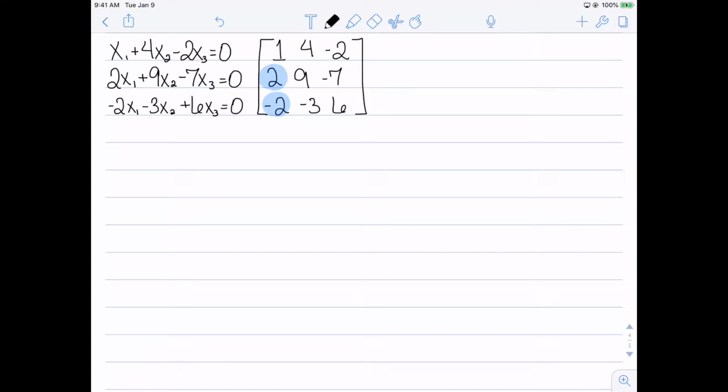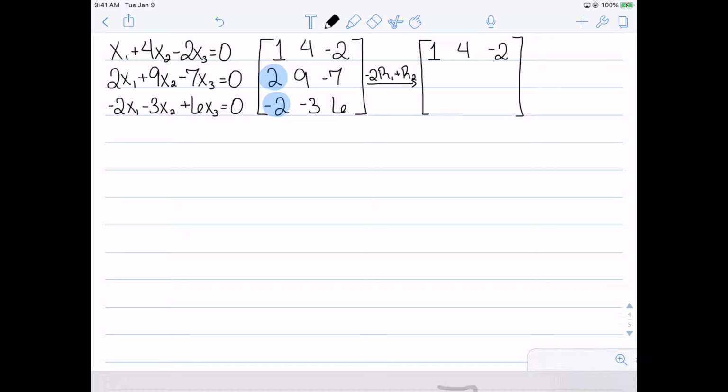Let's start with the second row. It's currently a 2, so we need to subtract 2. So we'll do negative 2 row 1 plus row 2. I know my first row isn't going to change. I then have negative 2 times 1 is negative 2, plus 2 is 0. Negative 2 times 4 is negative 8, plus 9 is 1. Negative 2 times negative 2 is 4, minus 7 is negative 3. And we can now move on to the third row.